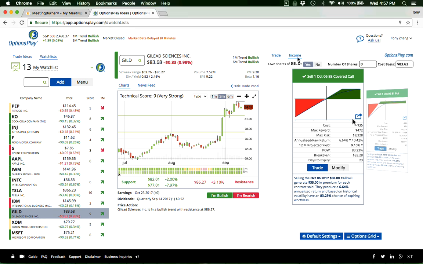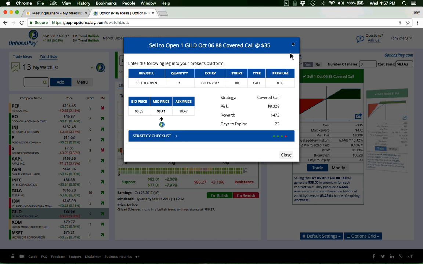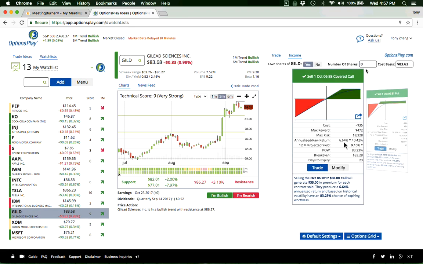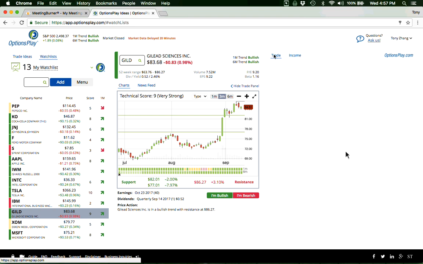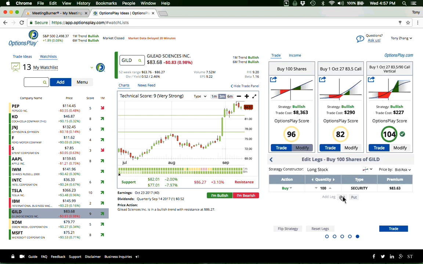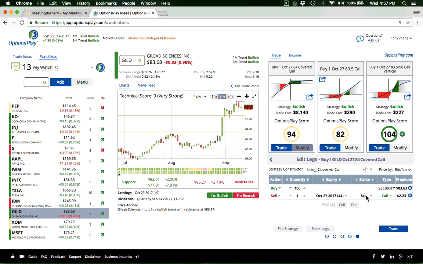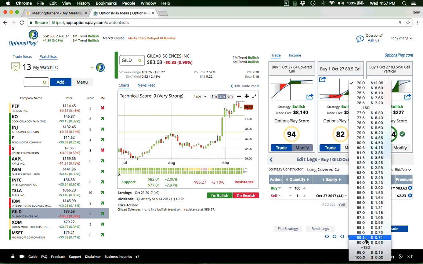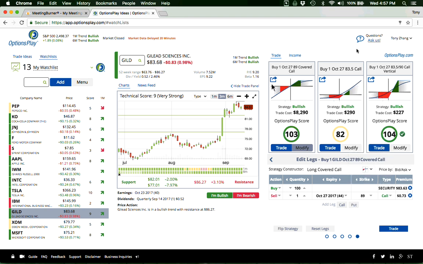So if, let's say, you own 0 shares of the stock, for one second, you click on trade. Let's see if I can do this. Here. So let's say you own 100 shares of this stock and you want to sell a covered call on top of that. So whatever strike that you choose, so if the stock's trading at 83, let's say you want to sell a 90 strike or an 89 strike. So this is essentially a buy-write, where you don't own the stock, but you buy the stock and sell the covered call at the same time. It's the same concept, it's just that you don't already own the stock.